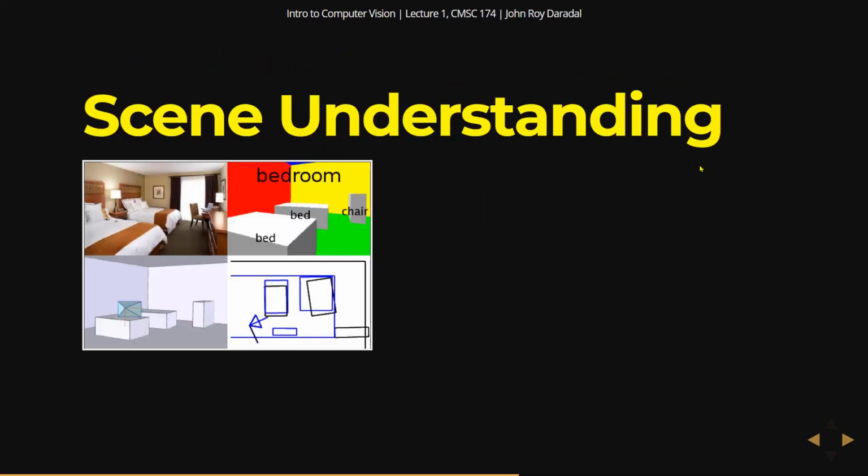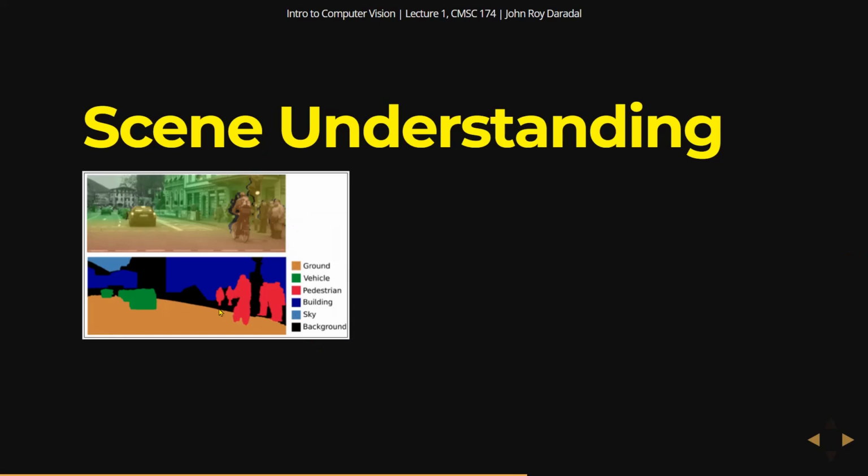And then you also have scene understanding. So given a picture, you can label the parts. So understanding that this is the bedroom, this is the bed, another bed, and then there's a chair here. So you're basically labeling the parts of the image, right? And then another example here is this is a vehicle, the green is vehicle, the blue is buildings, and then the light blue is sky, black is background, and the red is pedestrian. And then the orange is the ground. So it's basically labeling parts of the scene. So you're understanding what the parts are by showing the semantic labels.